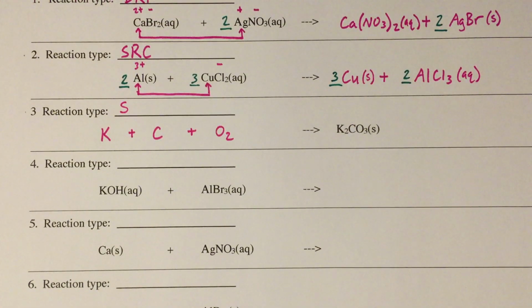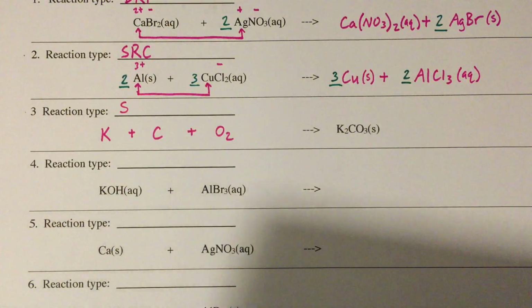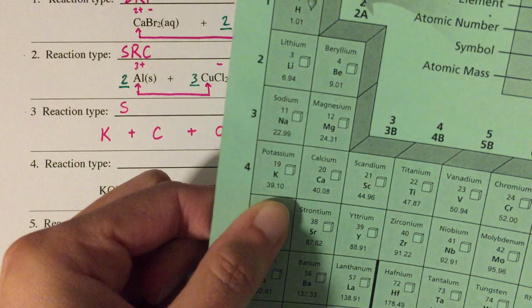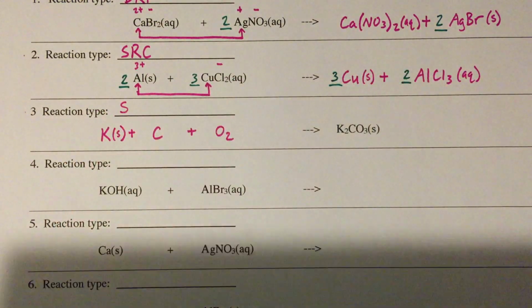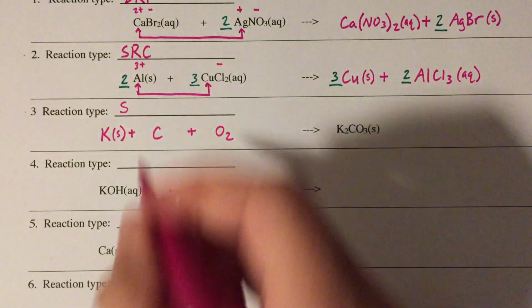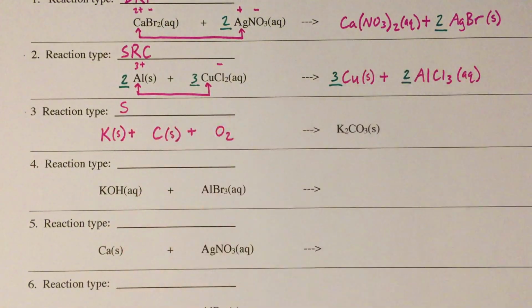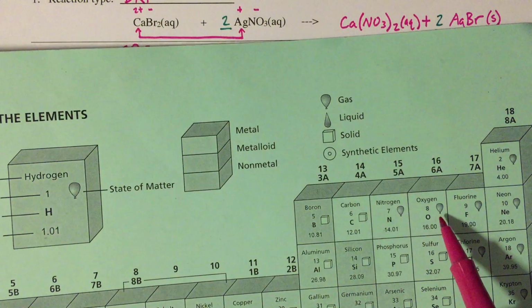All right, so let's finish up number 3 here. We just need to get the phases of these elements and balance it. So potassium is a solid. Carbon, also a solid. And oxygen is a gas.